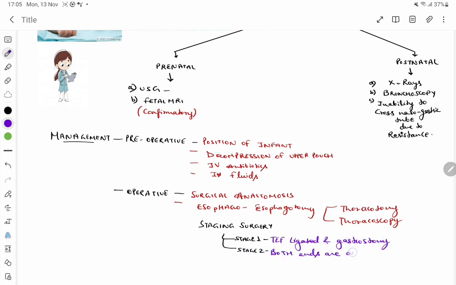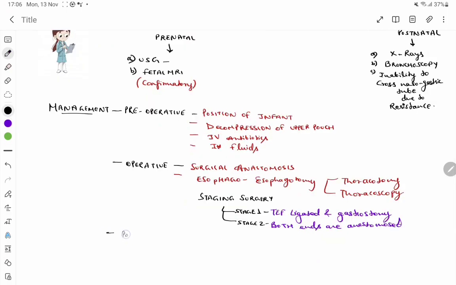In stage 2, both ends are anastomosed with each other, and post-operatively we will maintain oxygenation, provide oxygen if needed, and analgesics if required. Thank you.